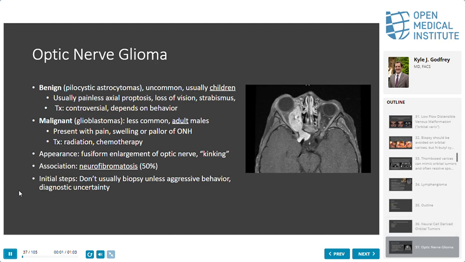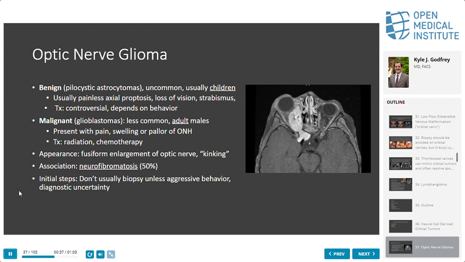So the optic nerve gliomas are divided into two basic flavors. In young children, these tend to be slowly progressive benign lesions that are really pilocytic astrocytomas. They may have gradual, slow axial proptosis and variable symptoms. Some patients will have no symptoms. Some patients will have double vision, strabismus. They may have loss of vision. And treatment is controversial, but really depends on how this lesion is behaving and what problem it is causing. This is really a tumor that's actually made up of the nerve cells itself, so we'll see in contrast in a moment our optic nerve sheath meningiomas. This is actually made of the nerve tissues, those astrocytes.